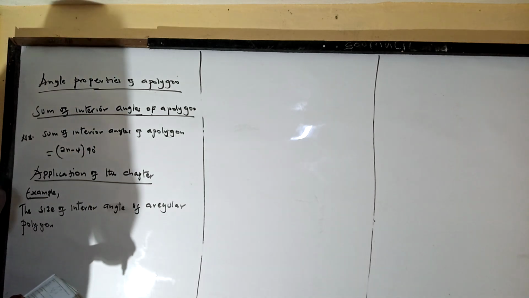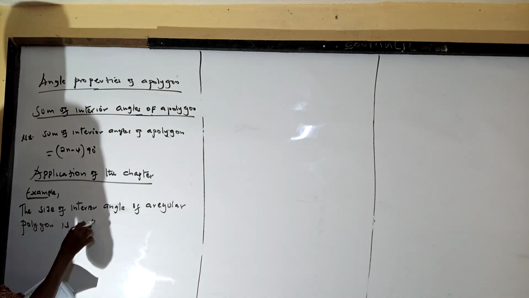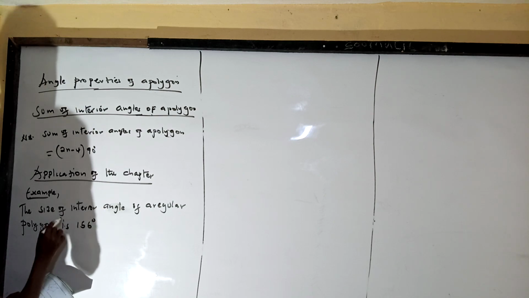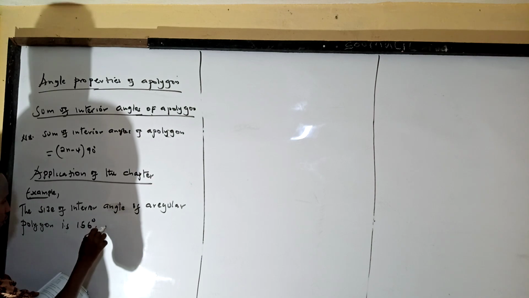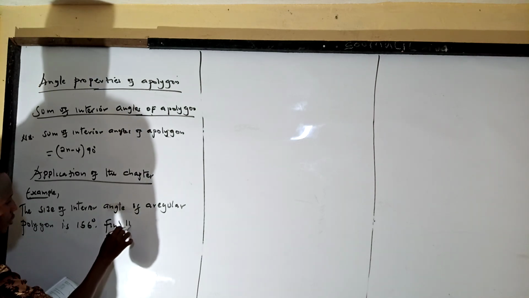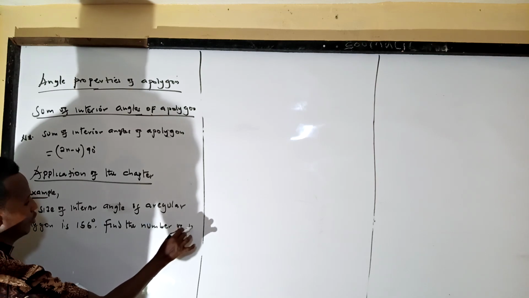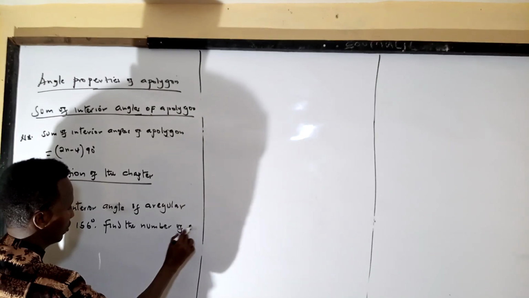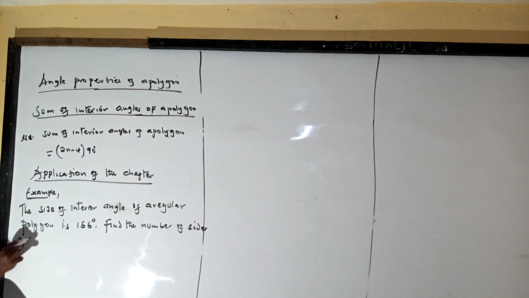The size of each interior angle of a regular polygon is 156 degrees. Find the number of sides of the polygon.